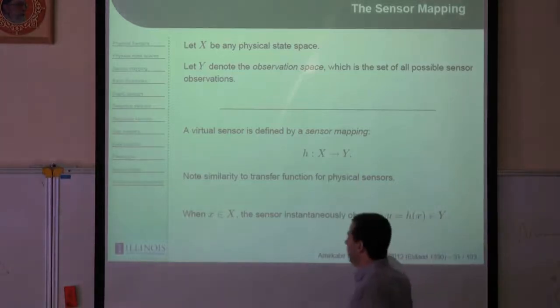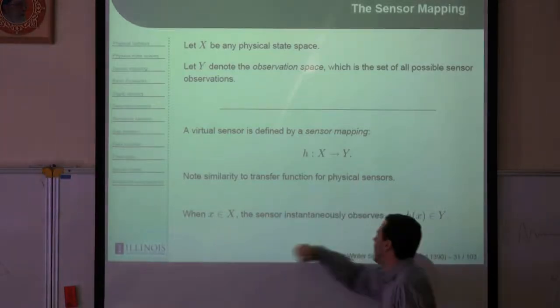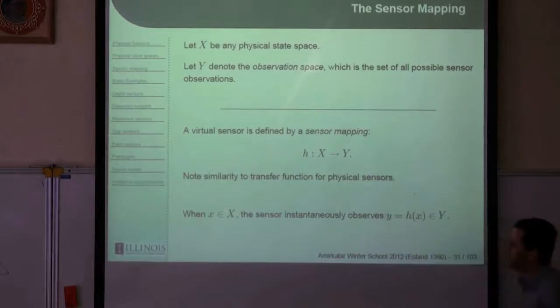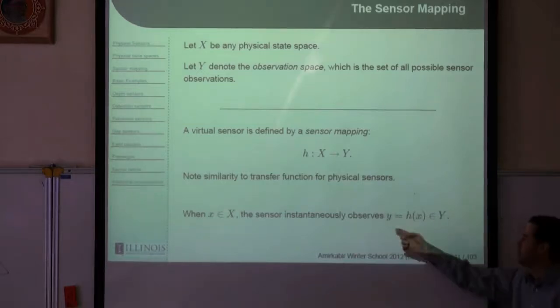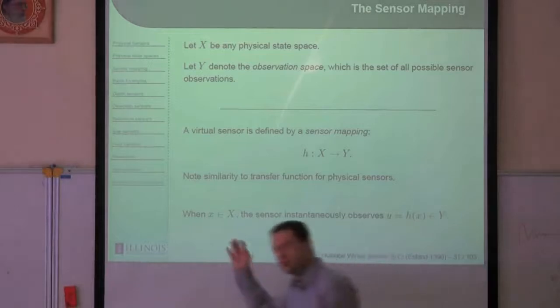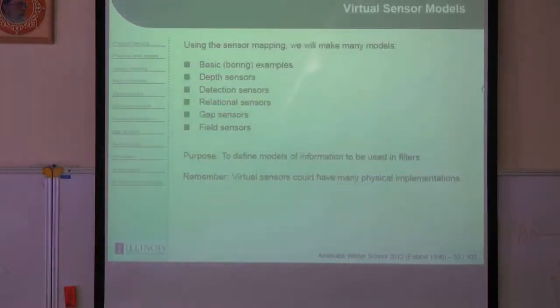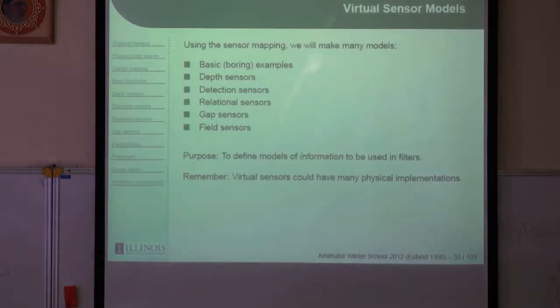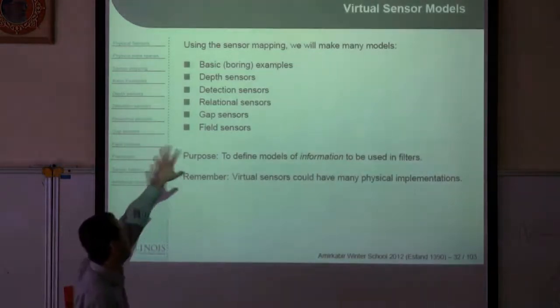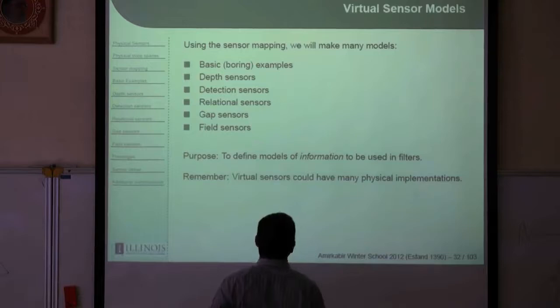Now, when there's a state, X, I imagine that this model says that the sensor instantaneously observes Y. That's how it looks. X produces Y using the mapping H. So I want to give some examples of that. I'm going to give some basic examples, or what I like to call boring examples, and then I will give some that correspond more to different kinds of robotic situations.